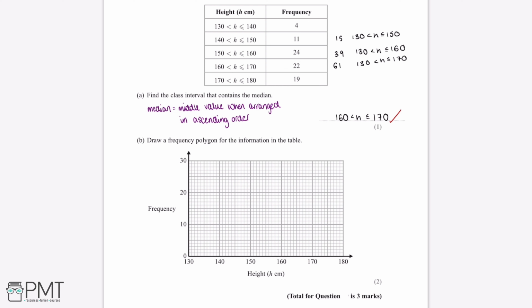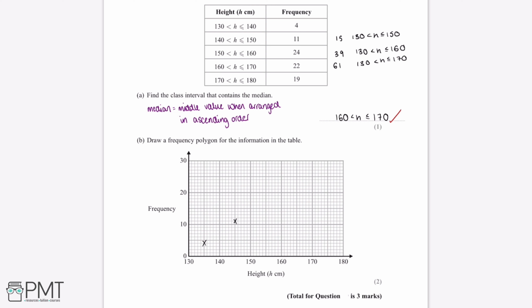So if we start off with the first row, heights between 130 and 140 centimetres, the midpoint is going to be 135 centimetres and the frequency will be 4. So we want to plot the point 135, 4, and this will be here. Next, 140 to 150 centimetres, the midpoint will be 145 centimetres and the frequency is 11. So we'll plot the point 145, 11.